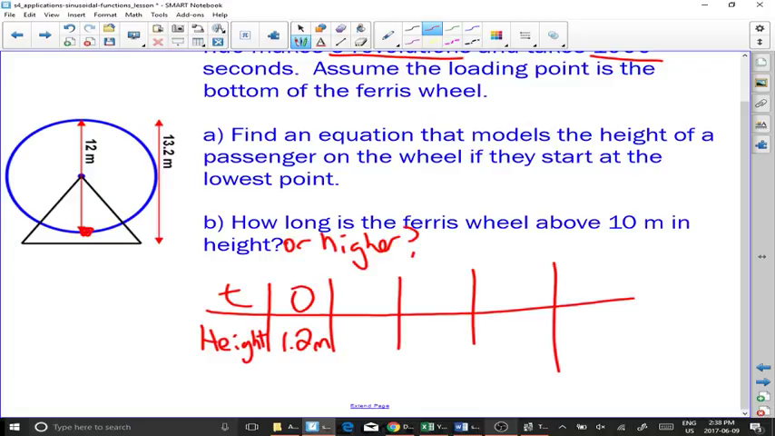Here's what we also know. We know that at the end of the ride, that's 200 seconds, it'll be back at 1.2 meters. What else do we know? Well, we know that at the halfway point, it'll be at the highest point. The halfway point's 100 seconds, and the highest point's going to be 13.2 meters.